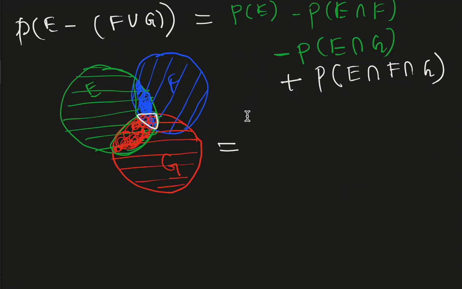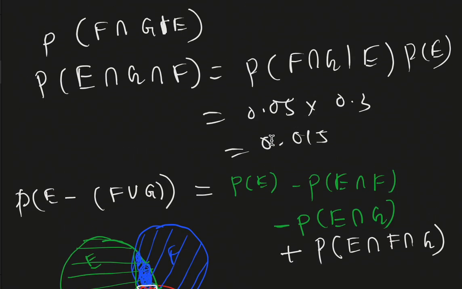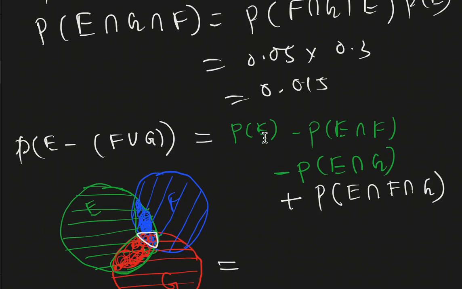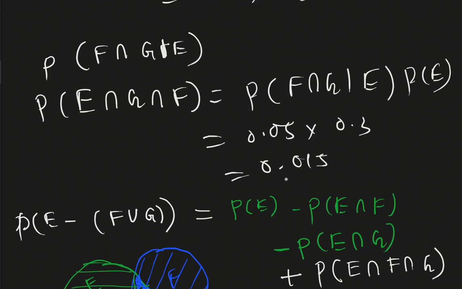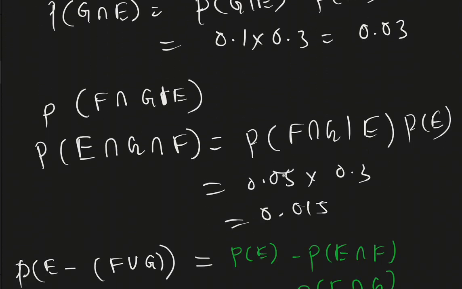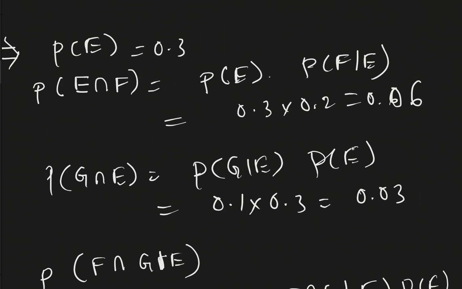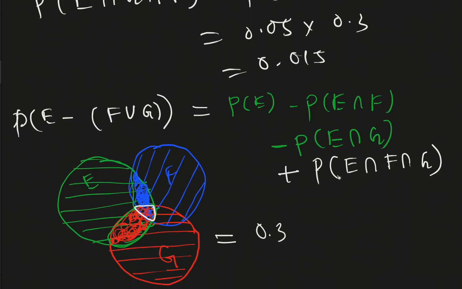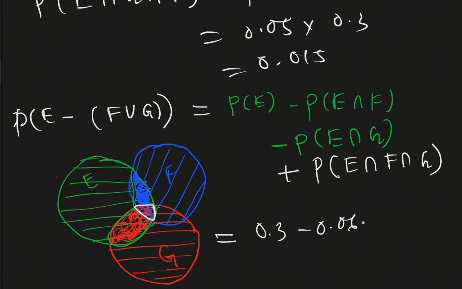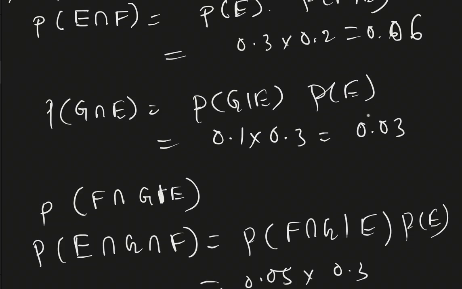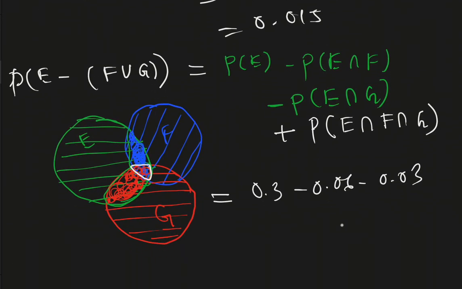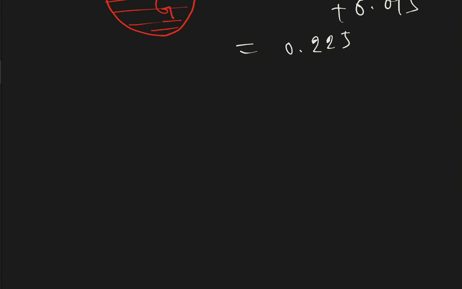So now you only have to put the values. PE is 0.3, minus 0.06, minus 0.03, and we have to add 0.015. If you do it, you will get 0.225. So that's it. Now let's move toward the next question.